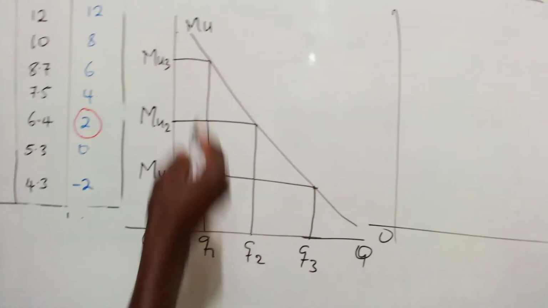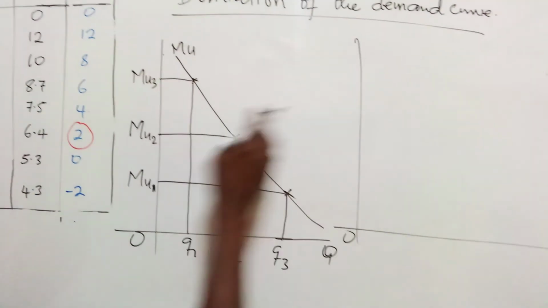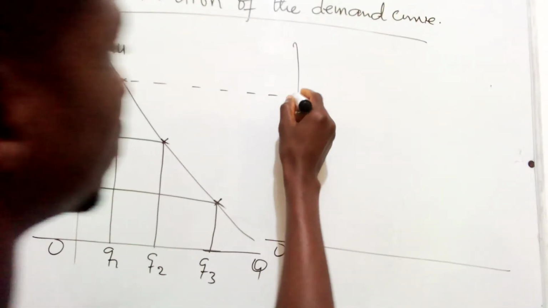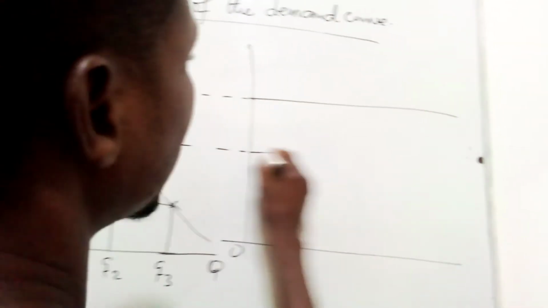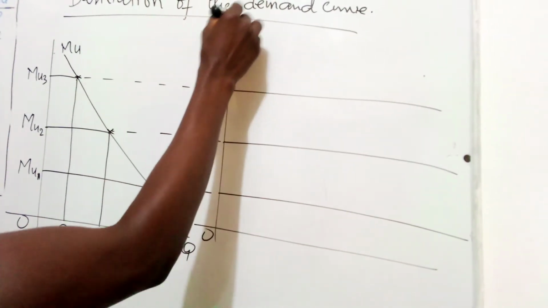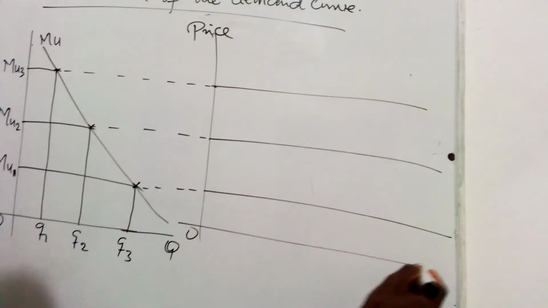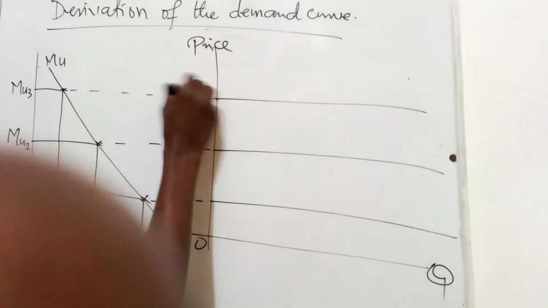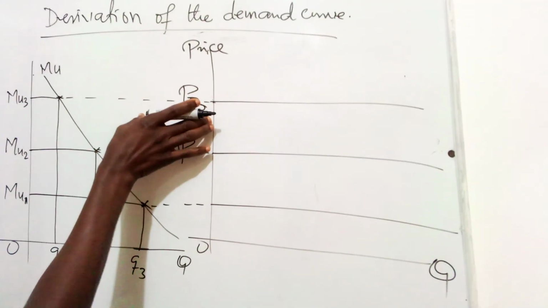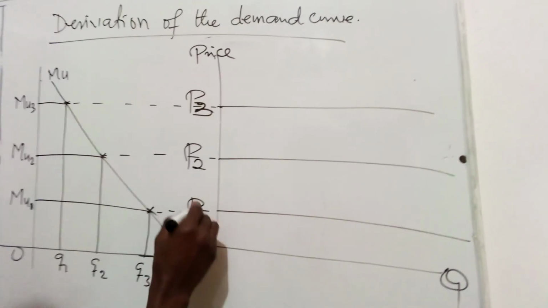Now all these points represent equilibrium or equilibria. So we have to use these points to trace or to derive the demand curve. So we trace from here, and then we draw, we trace from here, we draw, we trace from here, then we draw. So this is our utility, but this is our demand. We are using it to derive the demand. So we have our price here, then we have our quantity. So here let's put P3, because MU must be equal to P. So MU3 must go for P3. Then we have P2, we have P1 here.